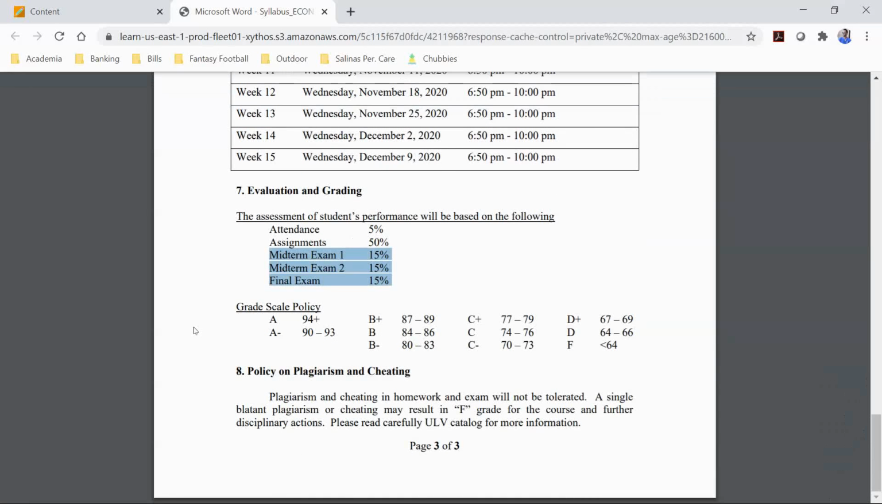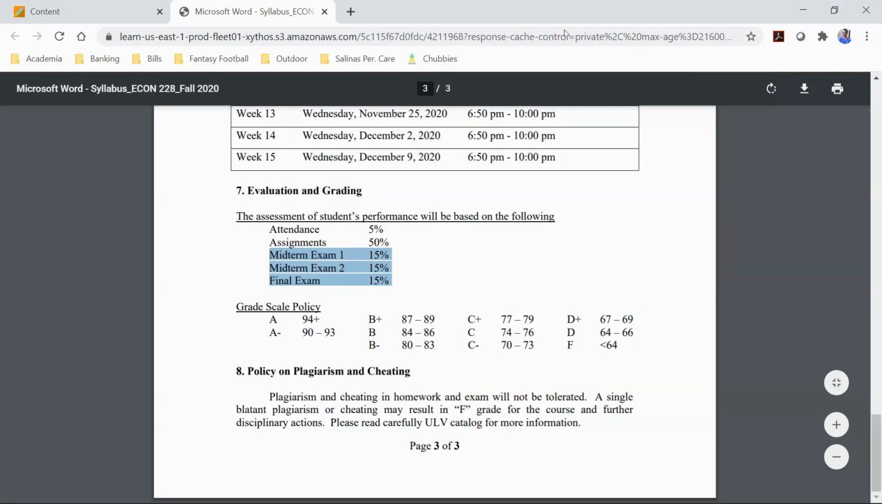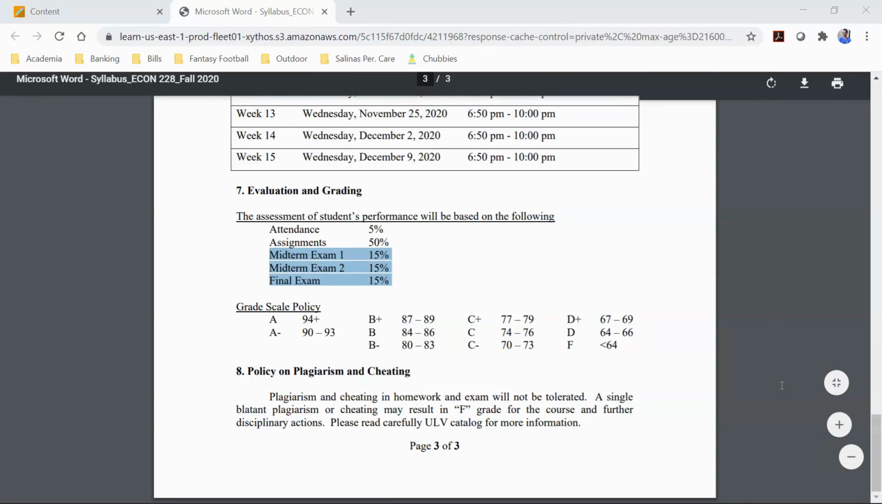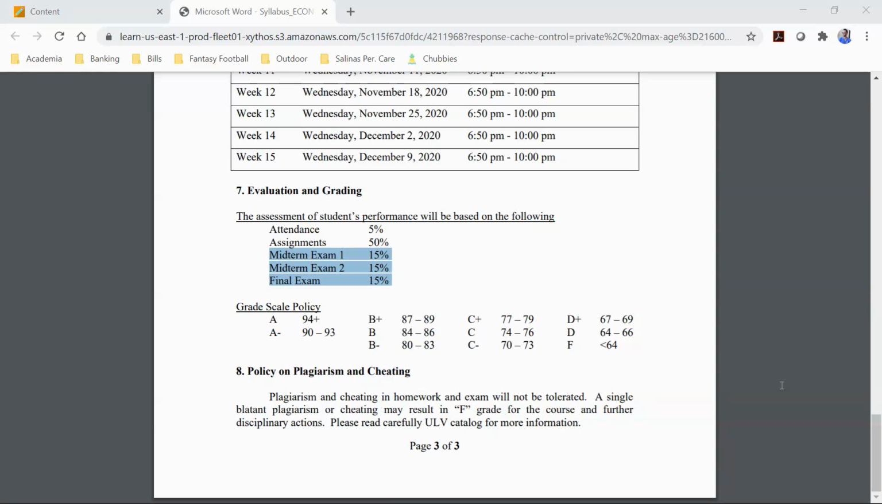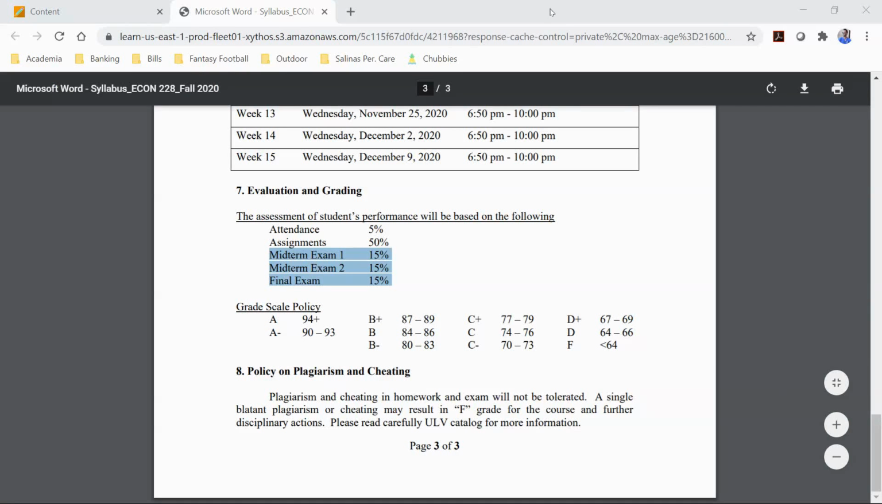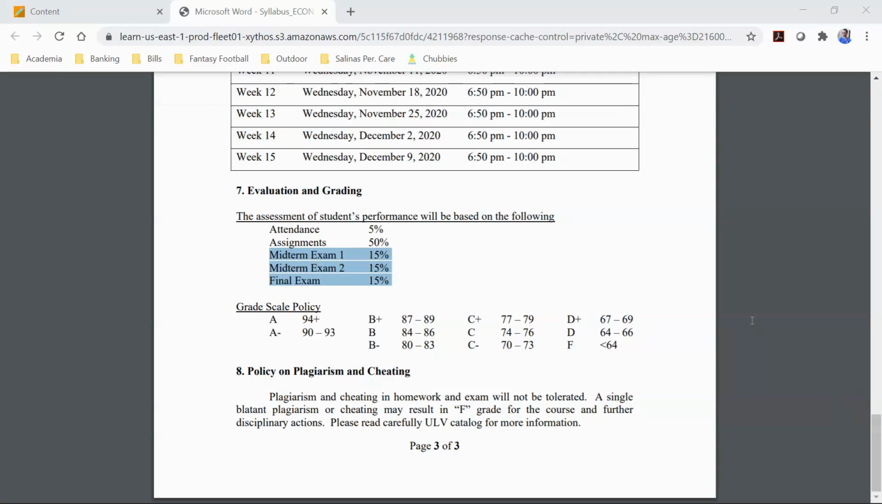Okay, any questions on just the logistics or anything in the syllabus I covered so far? Okay, so let's go through the rest of the Blackboard page, and then we'll start doing the material for today, which are Chapter 1 and Chapter 2.